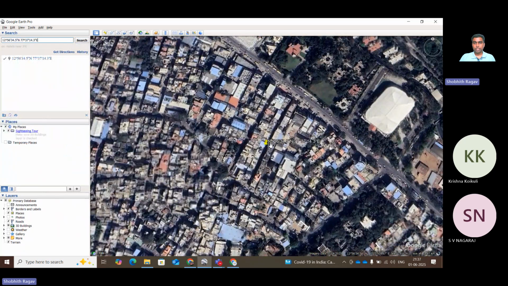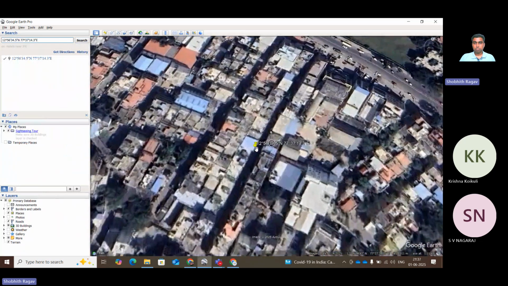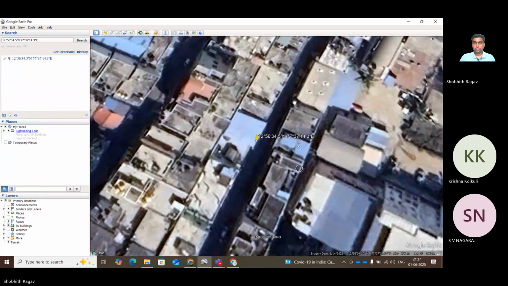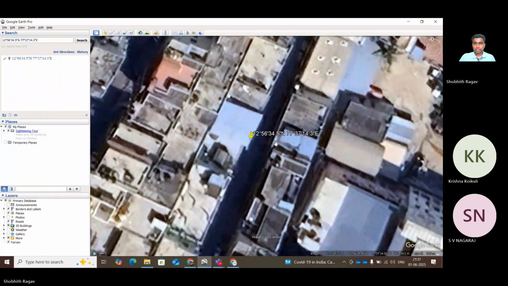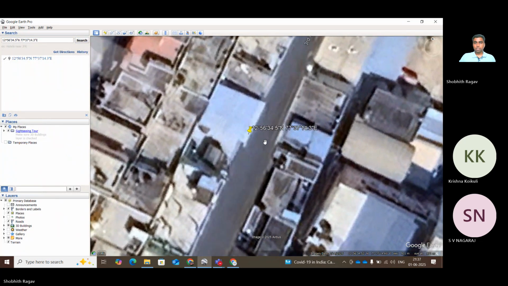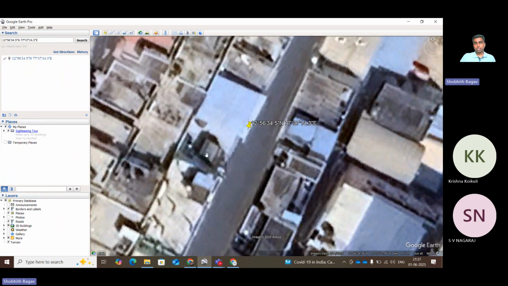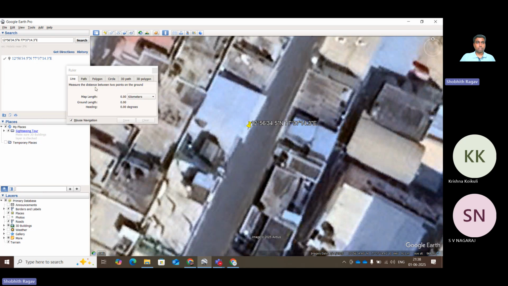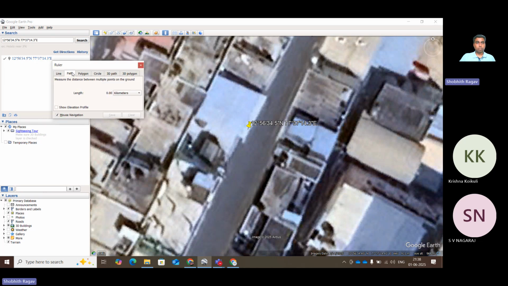Okay, so now this will lead you to the same location which we were checking. Here, imagine this is just a plot and there is no building. You can take this road itself as a reference. But here, since it's a constructed one, we will take this plot as a reference. The advantage in Google Earth is, we can measure the sizes as well as the angle. You can go to this application. This is a ruler. You can take path or line, whatever.